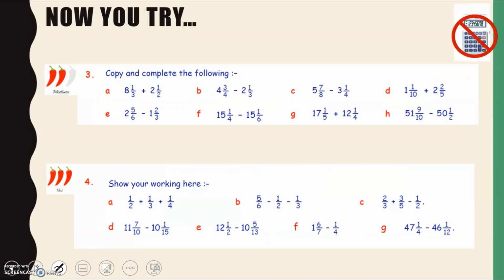Question 3 gets a bit harder. It's with our mixed number fractions there. So again, deal with your mixed number first, then get your common denominator and add or subtract. And then question 4 is our hottest section. So these should be our 7 hardest questions.